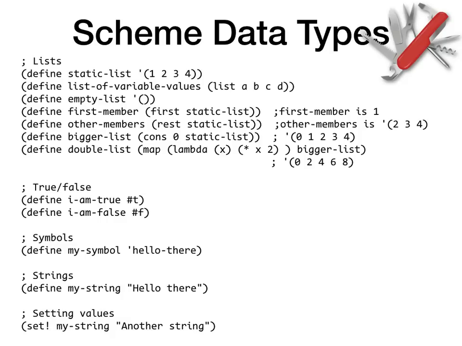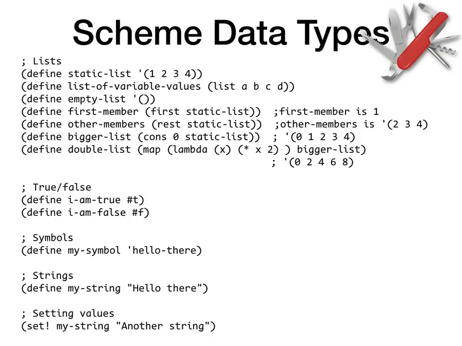Okay. So you can create a list with the cons operator. Cons 0 and static list will create a new list by starting with 0 and the remaining being static list. And then you can use the map function, like in most programming languages these days. So here we map the function. We'll double each value and apply it to the bigger list, and that will give us this 0, 2, 4, 6, 8 below. All right.